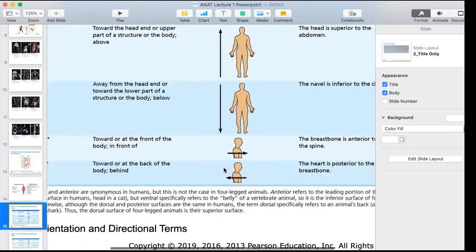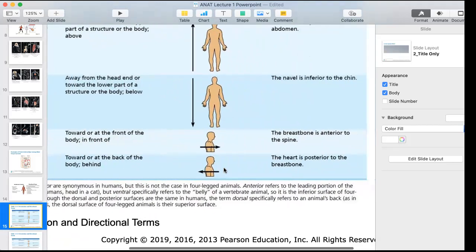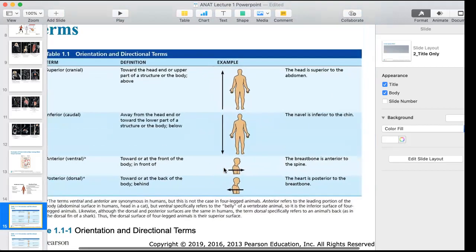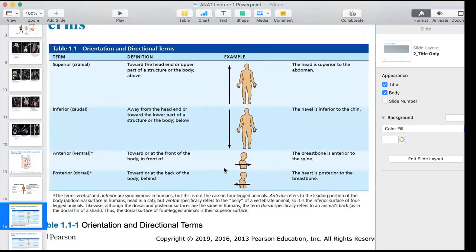Posterior is toward the back of the person. So the spinal cord is going to be posterior to the sternum, meaning that it's further to the back of the person. We'll be going over some more examples of these in class, but this is just an overview.